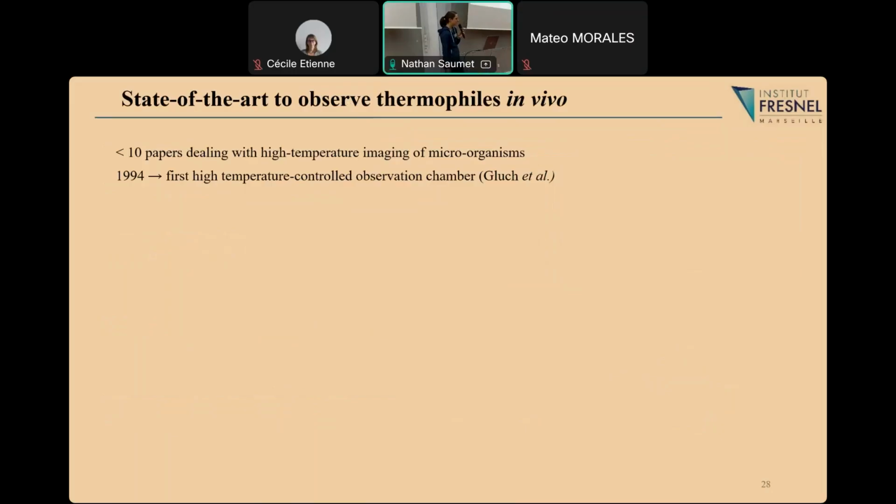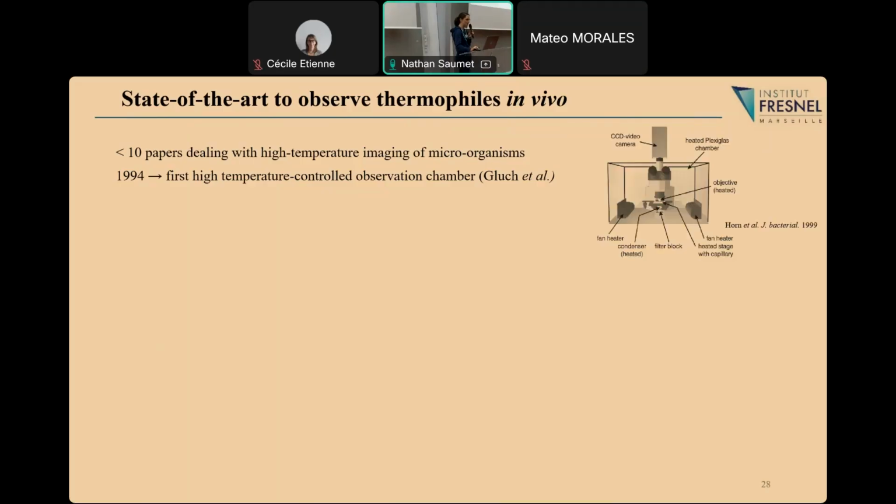If we look at the state of the art of how to observe thermophiles in vivo, we can find only 10 papers dealing with this subject, and they are pretty old, about 30 years ago. They built the first high-temperature controlled observation chamber, which looked like this. Basically, they heated everything, the microscope and the detector. So it's really huge, and really dangerous because everything is hot and it's not really stable.